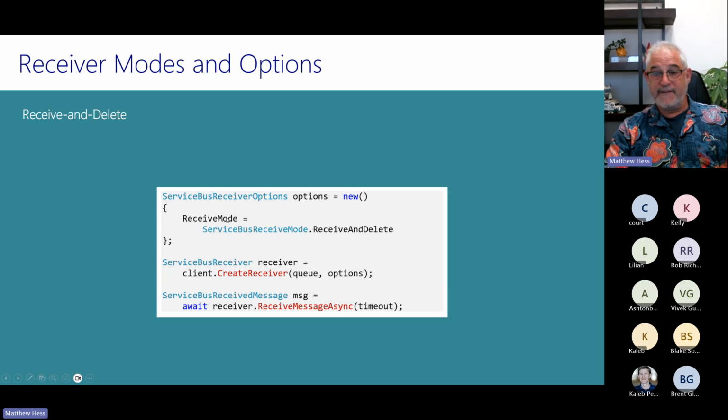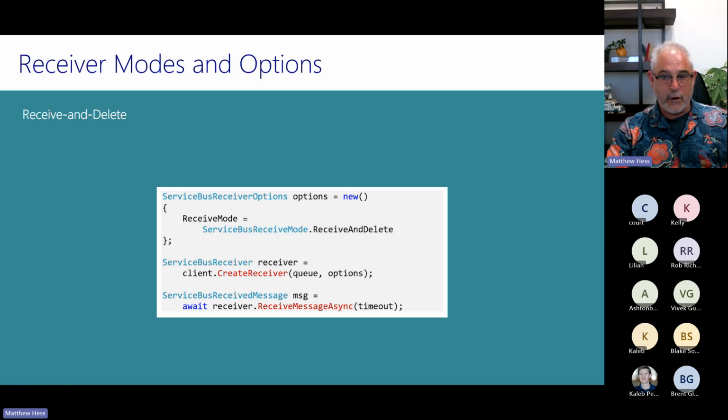The way you configure it is you make some service bus receiver options and set your receive mode to receive and delete. Then when you create your receiver, you give it the queue name and the options, and then you just go ahead and receive the message. What happens here is as soon as you get a message, it is permanently deleted from the server. It's gone. There's no retry. You just got it and it's deleted.